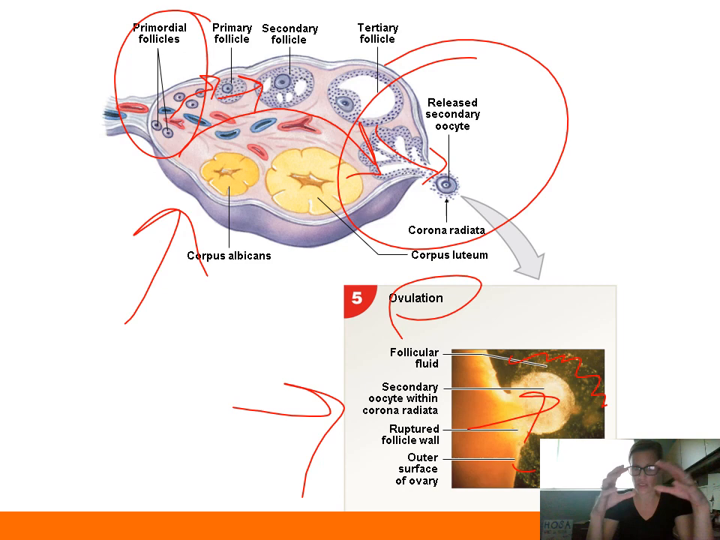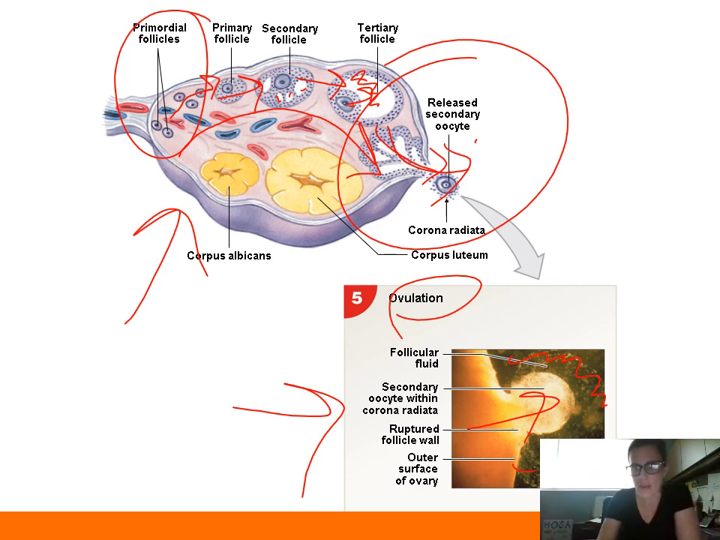You can see the follicle starts to get thicker and bigger. It grows and develops. We see fluid starting to accumulate here in the granulosa cells. Then we'll see that one of these secondary follicles develops into a tertiary follicle. As we progress towards the middle of the cycle, our primary oocyte will develop into a secondary oocyte. And by the middle of the cycle, that secondary oocyte will enter into the antrum, this fluid of the tertiary follicle. On day 14 at ovulation, this secondary oocyte gets released from the ovary. That is ovulation.